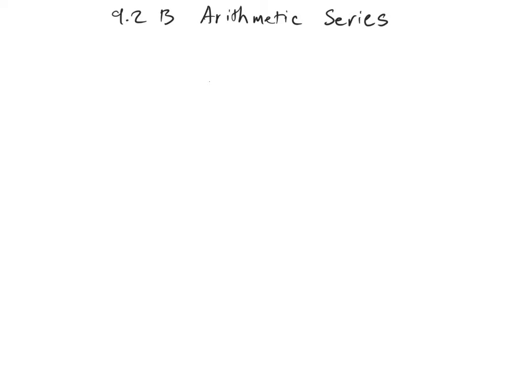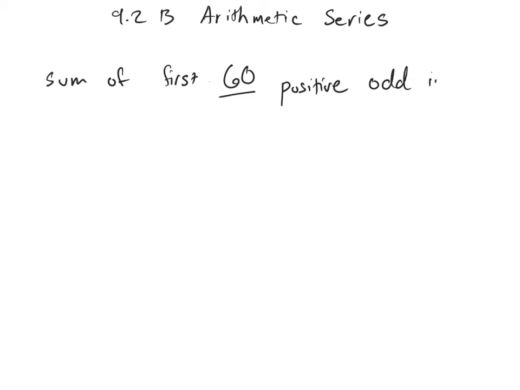Let's say we were given a scenario. We want to find the sum of the first 60 positive odd integers. Here we have to think about this logically. Odd integers are like 1, then 3, then 5, then 7, and then 9.